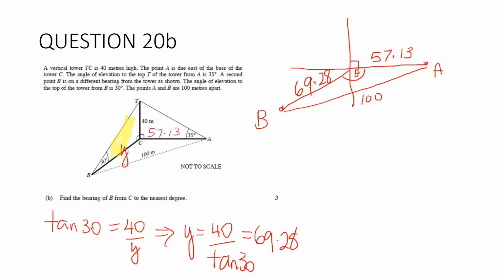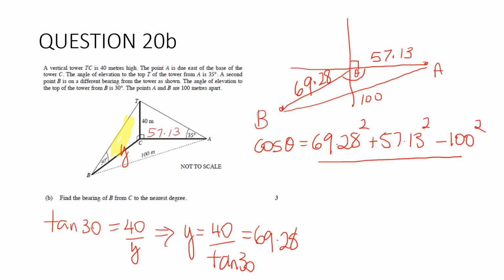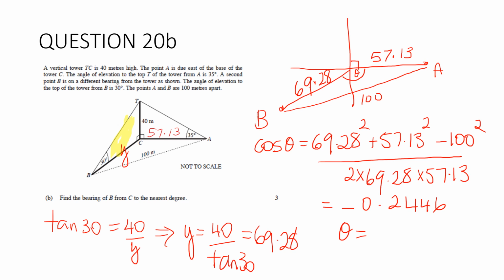And now we're ready to work out theta using the cosine rule. So cos theta is equal to 69.28 squared plus 57.13 squared, take 100 squared, all over 2 times 69.28 times 57.13, equals negative 0.2446, and so theta is equal to inverse cos of the answer, which is 104 degrees.